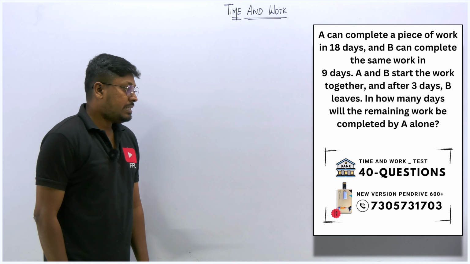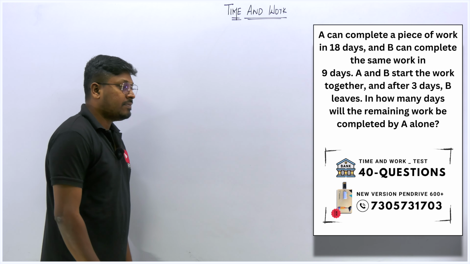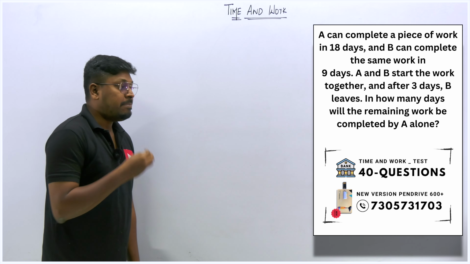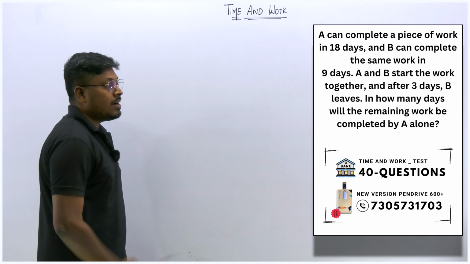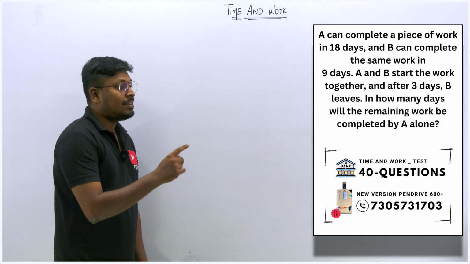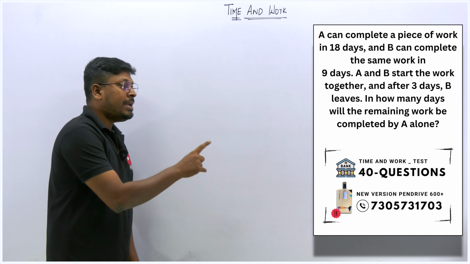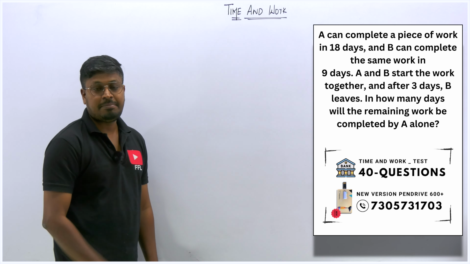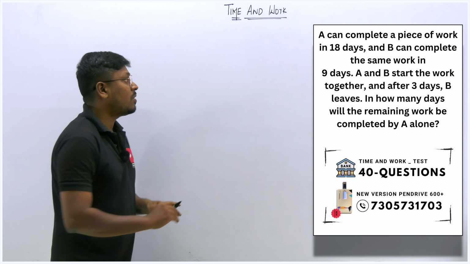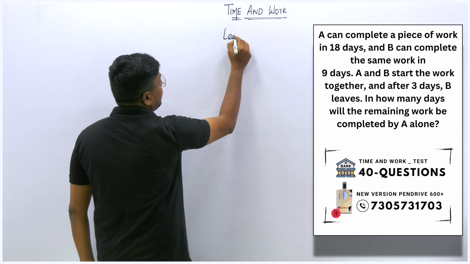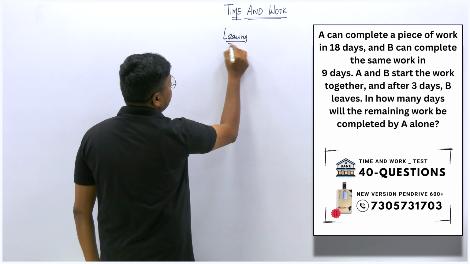Next question. So A can complete a piece of work in 18 days and B can complete the same work in 9 days. A and B started the work together and after 3 days B leaves. In how many days is the remaining work completed by A alone? So just listen here, this question is based on the concept called leaving. Why? Because after some days the person B left, right?